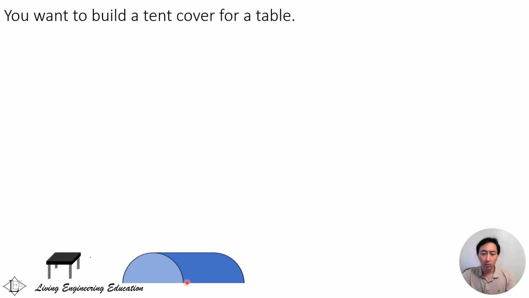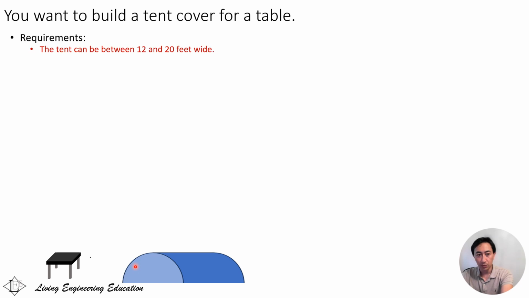We're not going to worry about the length of the tent. We're just going to assume that the shape of this quadratic equation is propagated through the tent. So we're just really looking at this from a 2D perspective. So the first requirement of this tent is that the width must be between 12 and 20 feet. And so we're defining the width as this base component right here. So this is the width of the tent.